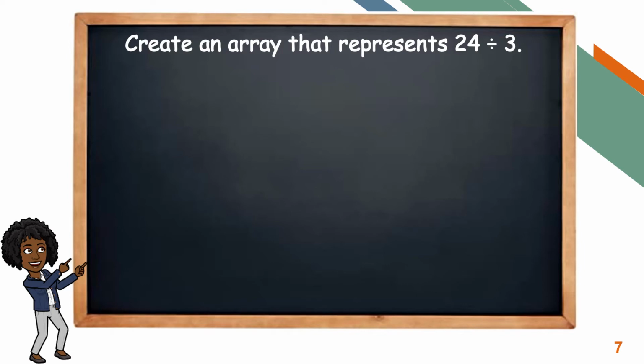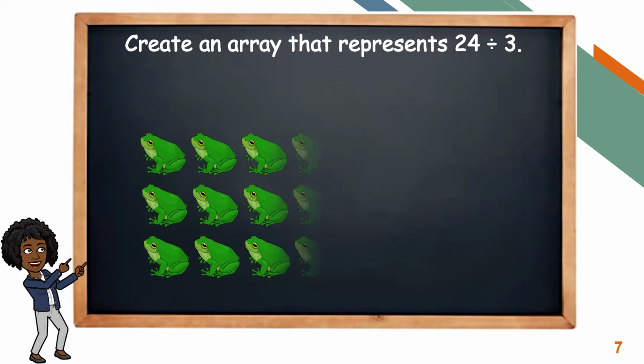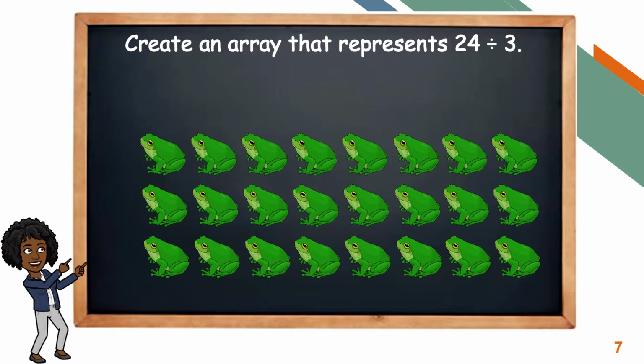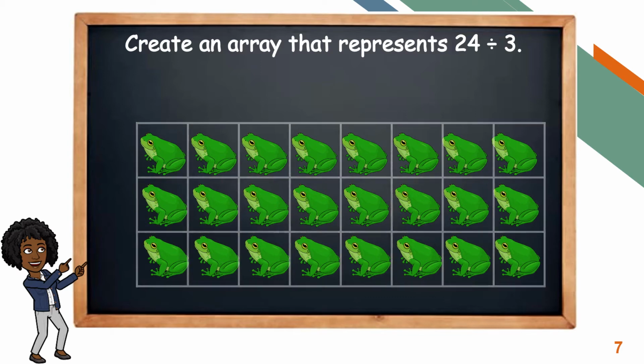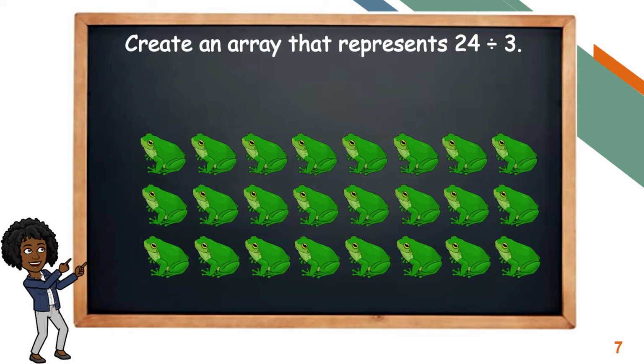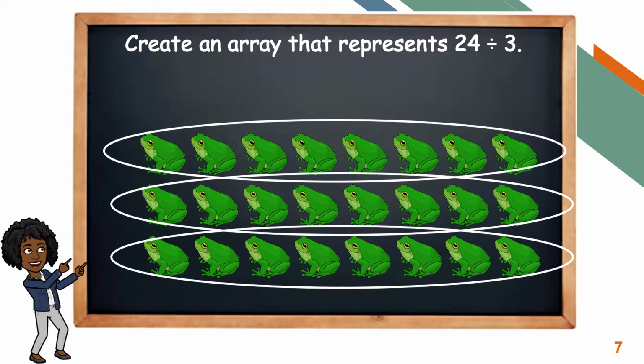Let's see how this works in more detail. Let's look at the array. In our model, we can see a total of 24 frogs, divided into 3 rows and 8 columns. If we put an array around the pictures, you can see it a little more clearly. Another way to check to see if our model shows 24 divided by 3, you can circle each row to clearly see 3.